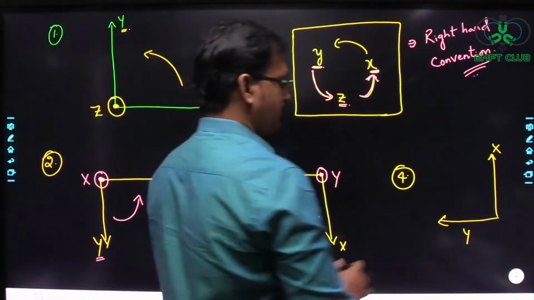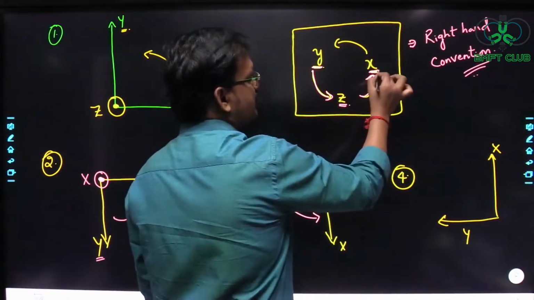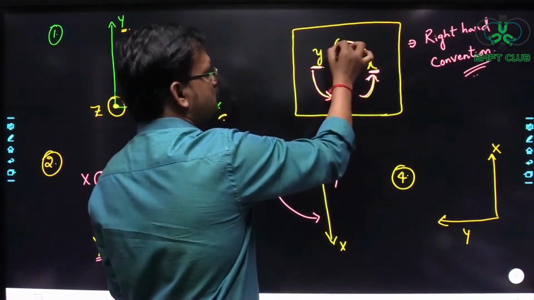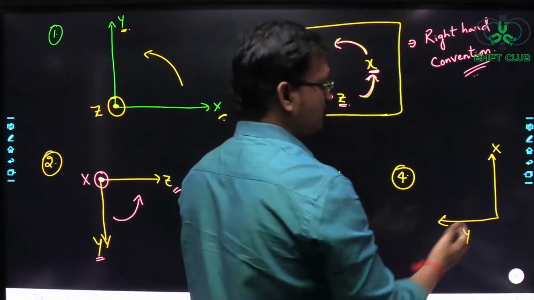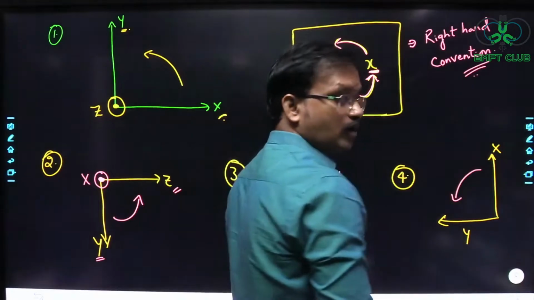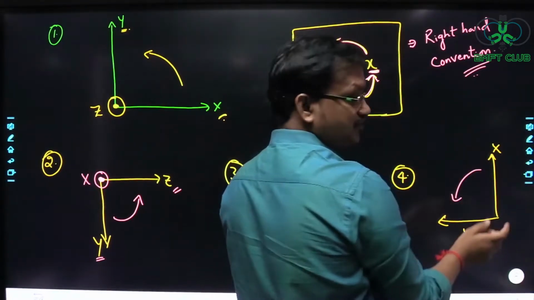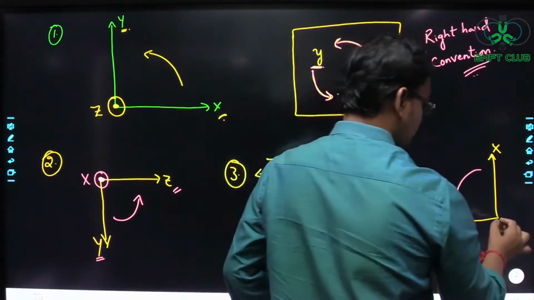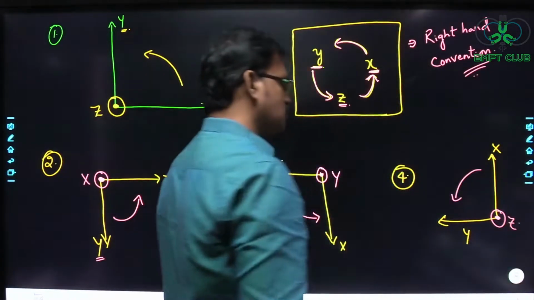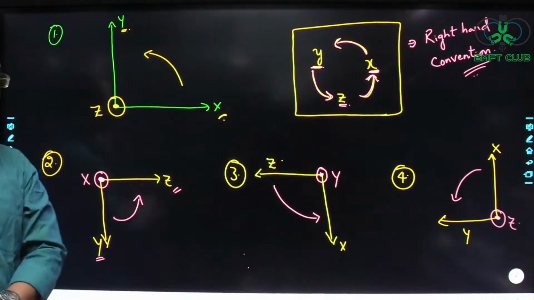Okay, next, coming to the y-axis and x-axis. Whenever you are having x and y, you have to curl your right hand four fingers from x to y. So if you curl your four fingers from x to y, the third positive coordinate will point in which direction? Out of the board. So here the z-axis is also pointing out of the board. So in all the three problems, the third positive coordinate is pointing out of the board.